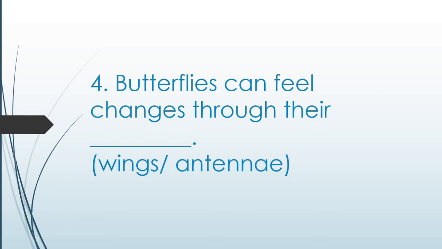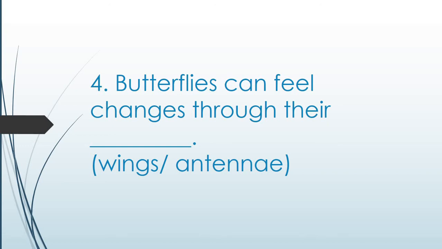Okay, moving on to number 4. Butterflies can feel changes around them through dash. So options are given: wings or antenna. Through which organ are the butterflies capable of feeling the changes around them? So butterflies can feel changes through their dash.